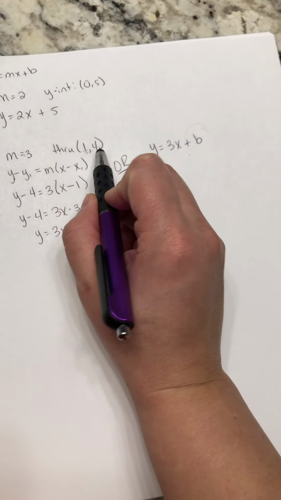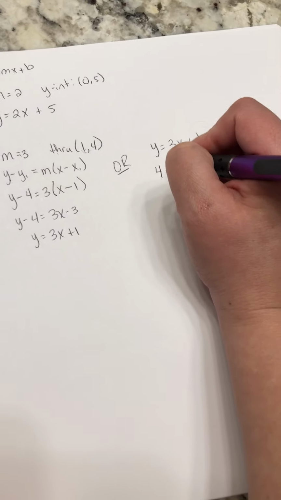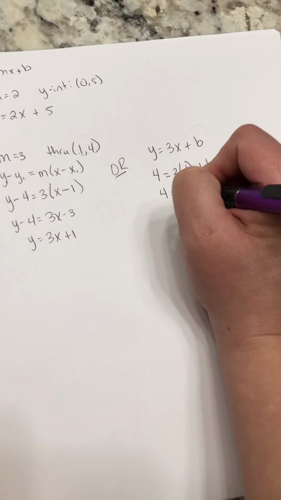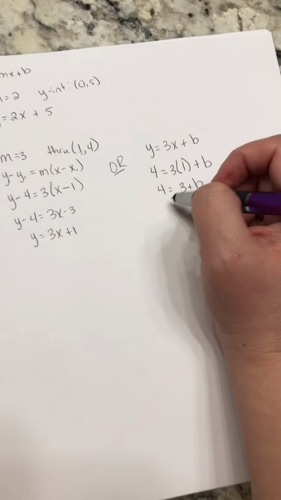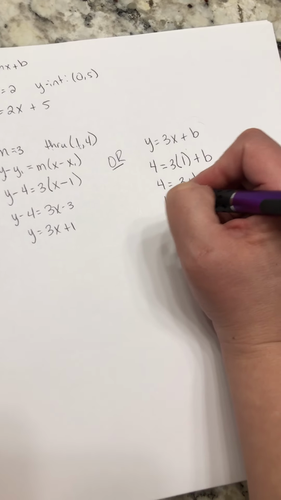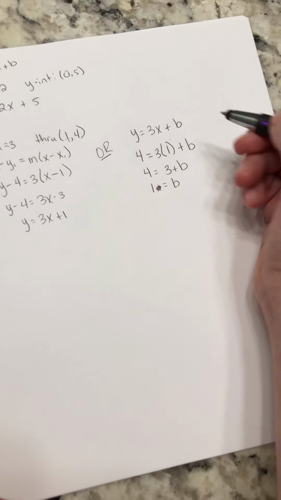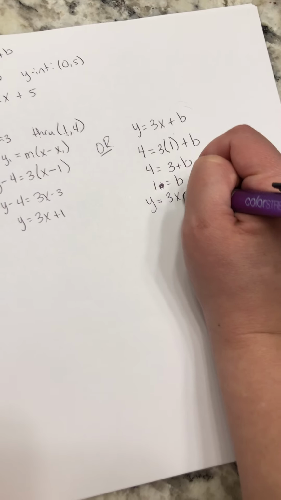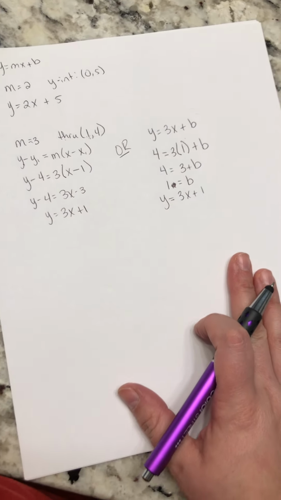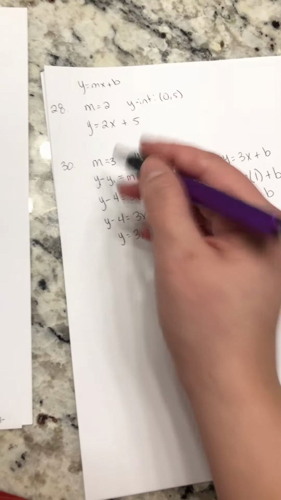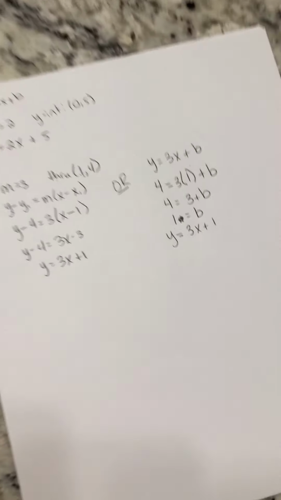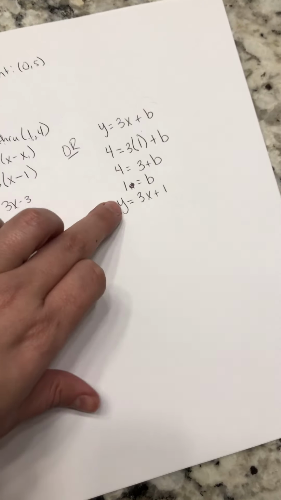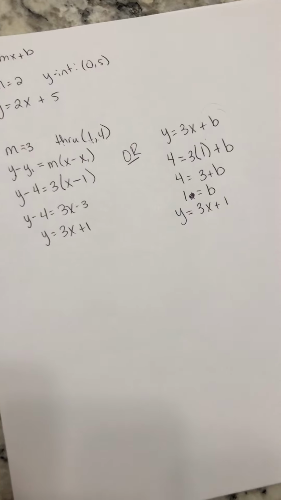So if I plug in a 4 for y, that is equal to 3 times my x, which is 1, plus b. So 4 equals 3 plus b. Subtract 3 on both sides, I get 1, oops, not plus, 1 equals b. So again, I would write it in that form, y equals 3x plus b, which is 1. So you can pick whichever way you like. Personally, I'm a point slope fan, but that's just me. But you can also solve it this way, solve for b.